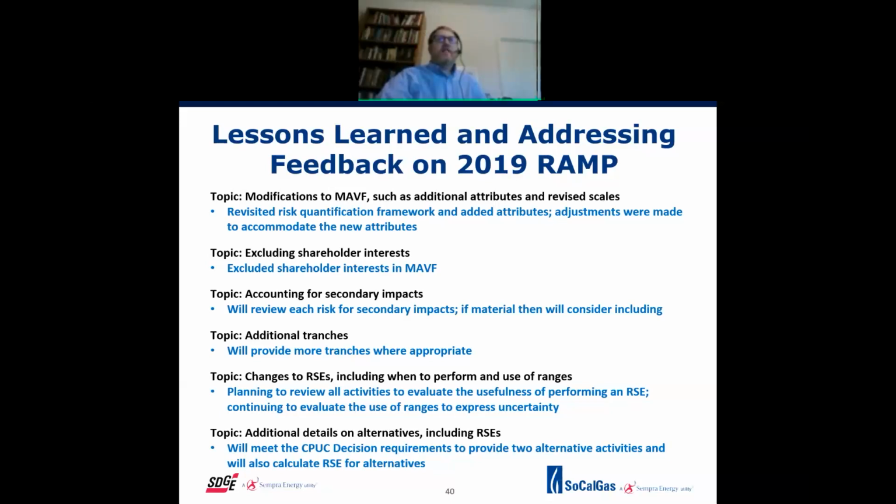We don't intend on just saying nope and then moving on. We intend to share our findings with the commission in the RAMP report to show how we got to where we got. And I will say, there is some room, and you can see it here, to continue to evaluate the use of ranges. There is a lot of uncertainty in RSEs, from their effectiveness and from the original risk scores. We're thinking about ways to communicate that to you.